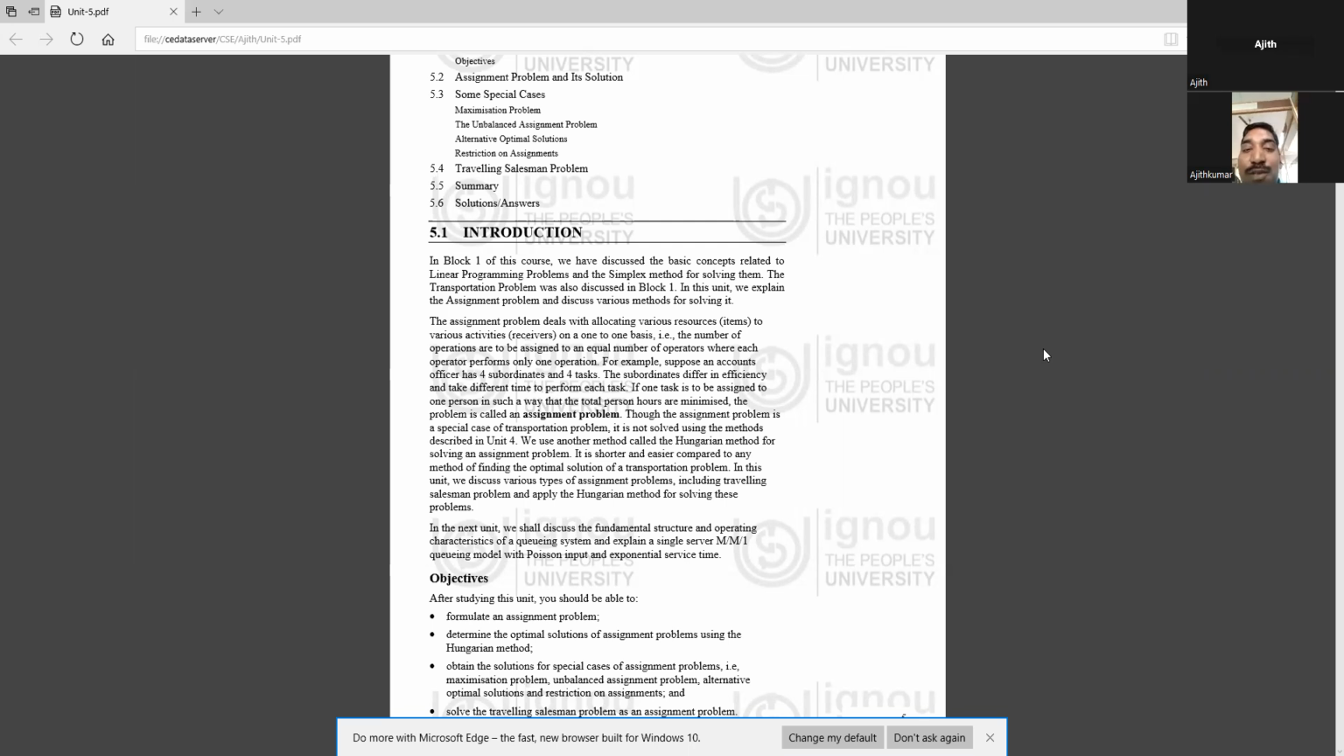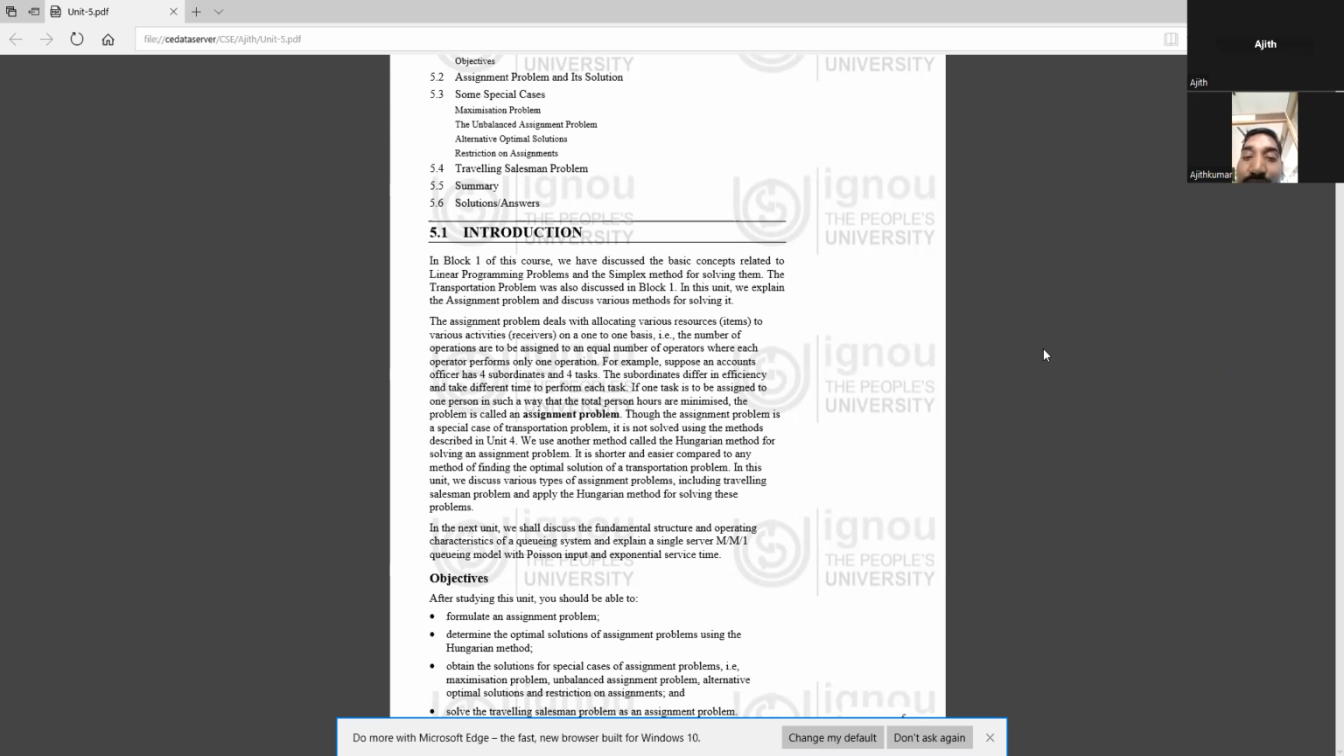Okay, today we discuss the topic of the assignment problem. In the assignment problem, we have special cases, maximization and minimization, and unbalanced and balanced assignment problems, which we have to see. So this is an introduction to the assignment problem.